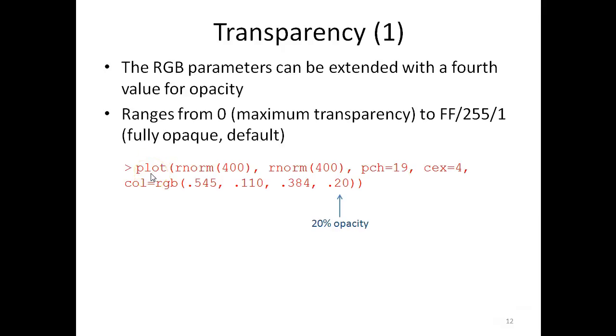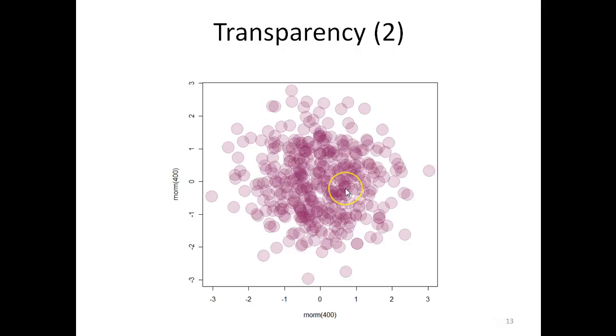In this example, we make a plot with 400 normally distributed x values, 400 normally distributed y values, filled points, rather large, 4 times the original size. And the color is this one, the maroon 4 color, extended with an opacity value of 0.2, indicating 20% opacity. And the result looks like this. And as you can see, the transparency makes it easier to tell that there are quite a lot of dots here in the middle compared to the periphery.